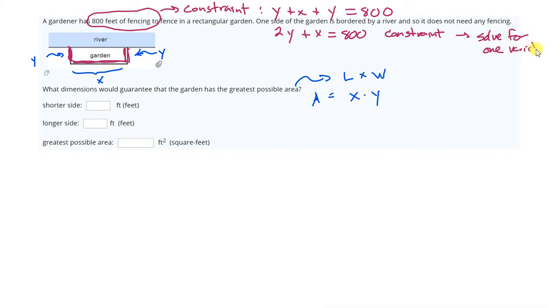In this case, it looks like the x is easier to solve for. So I'm just going to subtract 2y from both sides. Okay, and I end up with what? I end up with x equals 800 take away 2y. So what we're going to do with that 800 minus 2y is that can take the role of x. That can take the place of x. So I'm going to plug it in for x right here.